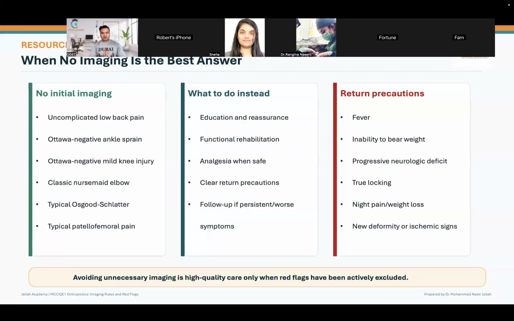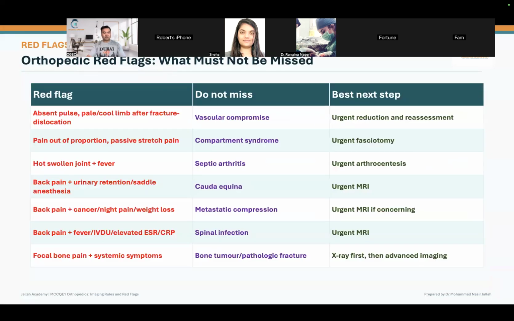Avoiding unnecessary imaging is high quality care only when red flags have been actively excluded. All right, so orthopedic red flags. When we have red flags, obviously there is an indication for investigation or imaging, right? So: absent pulse, all the ischemia signs and symptoms, pain out of proportion, compartment syndrome, septic arthritis, cauda equina, metastatic compression, spinal infection, bone tumor.